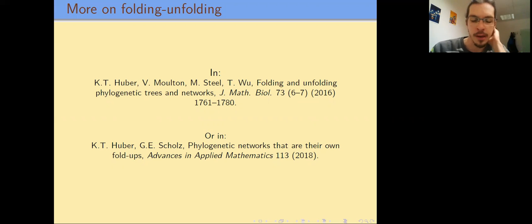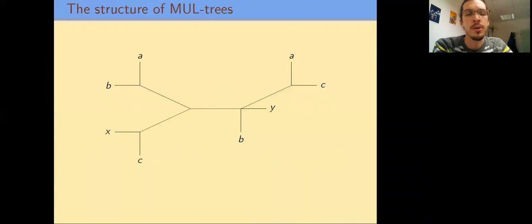So now that I've given a bit of context, I will go into the underlying structure of multi-labeled trees. I will look at the unrooted version. We forget about the root, we forget about the direction. And a nice property of trees as graphs is that when you remove an edge, any edge, you get exactly two connected components.